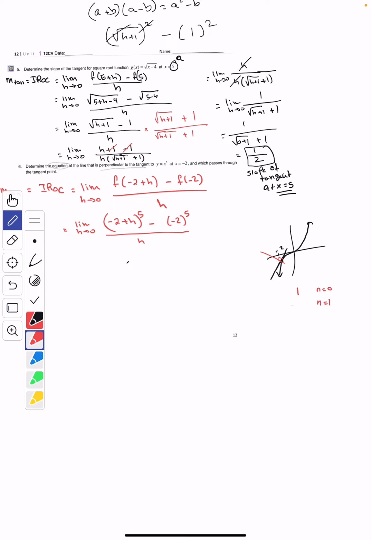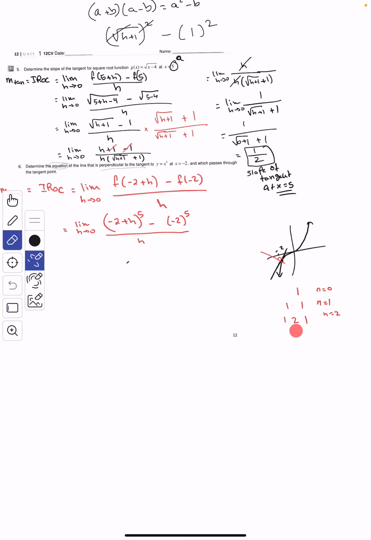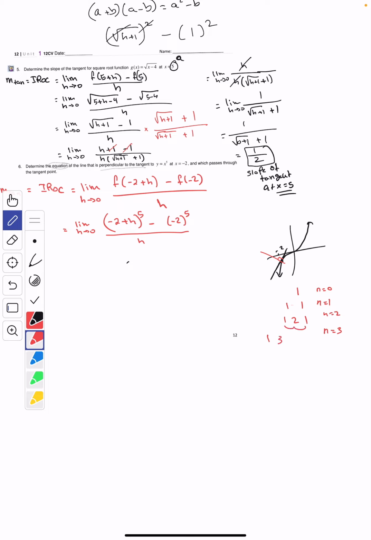For n equals 1, we have 1 and 1. For n equals 2, we have 1, 2, 1. So your outsides are always 1, and this 2 here is the sum of these two. Then for n equals 3, you'll have 1, and you add these two, that gives you 3. You add these two, that gives you 3, and then the last number is 1. For n equals 4, you again have 1 on the outside. You add this, that gives you 4. Add these, that gives you 6, 4, 1.